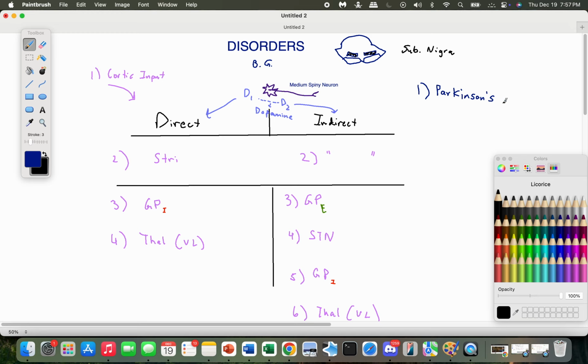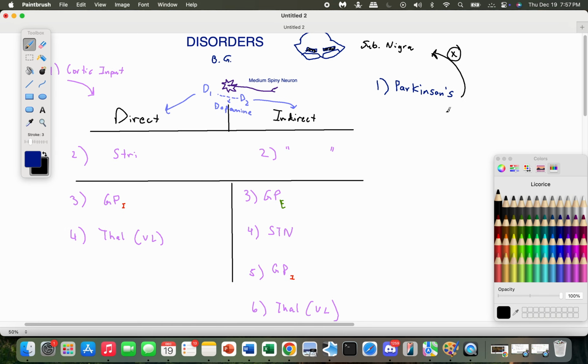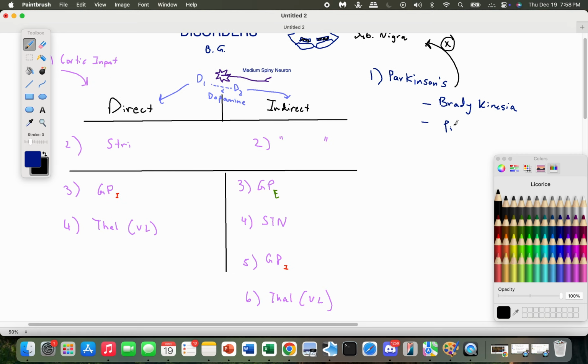And in Parkinson's, you have a disorder within the substantia nigra or any of the other pathways that are responsible for dopamine. And so if the substantia nigra is going to create dopamine, then you get a disorder in both the direct and the indirect pathway. Knowing this is actually going to help you so much because that explains why you get both the bradykinesia and you also get the pill rolling tremor.